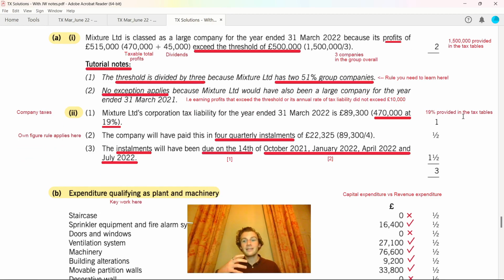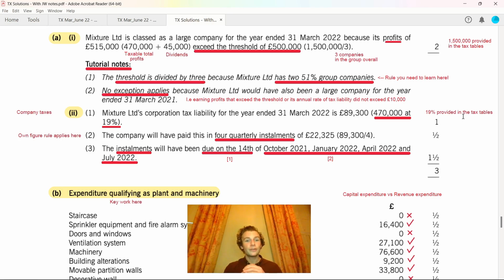That therefore means, and again, this is where you would take your own figure, the 470,000 at 19%, and that is where we would have a corporation tax liability just on the profits of 19%, giving us £89,300 that would be due in corporation tax liability. Now, the company will have to pay this in 4 quarterly instalments because they are classified as a large company. The own figure rule applies for that half mark: if you got a different answer, maybe you added the 45,000 for the dividends, we mustn't add the 45,000 for dividends because that isn't relating to the trade of the organisation.